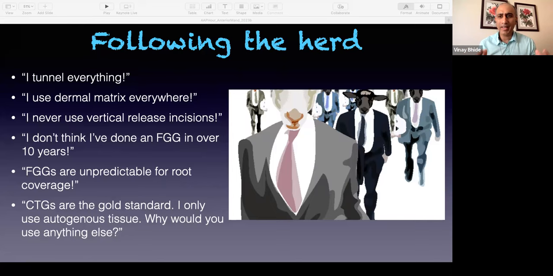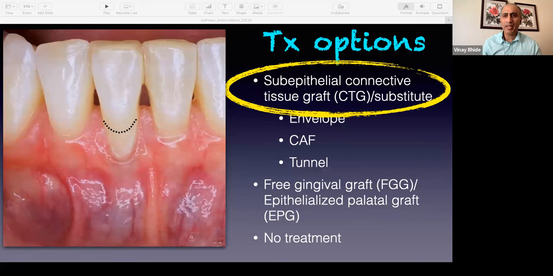So after a while, all these things start playing a huge influencing role in your mind and your professional life. And so for a case like this, where perhaps in the past I would have considered doing a free gingival graft, I thought, you know what, let's do a connective tissue graft. And that too, let's do it as a tunnel approach, because I've been a bit slow on the uptake when it comes to tunneling, but all of my colleagues are doing it. So there's a bit of peer pressure and herd mentality there. So this is what I did, a connective tissue graft and a tunnel approach.